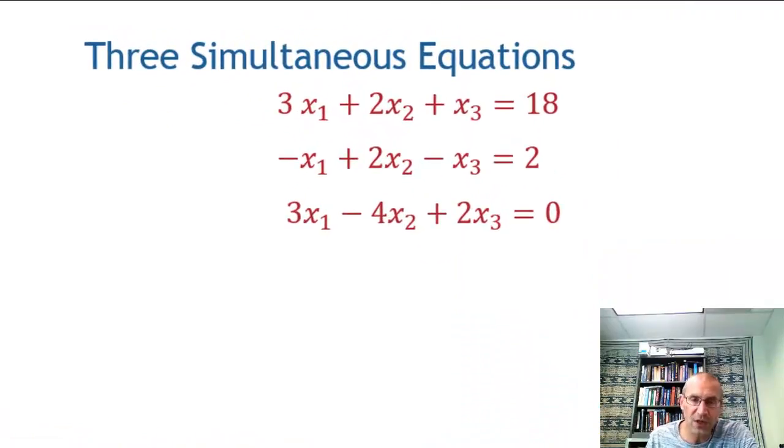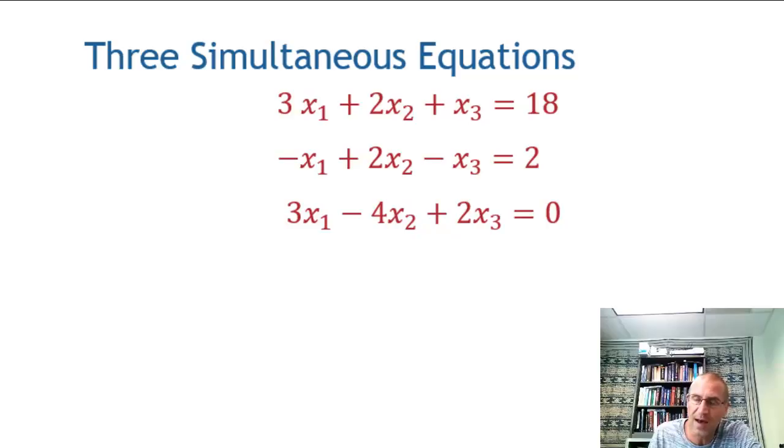Now if we increase the number of equations and unknowns, I have three simultaneous equations with x1, x2, and x3. Again, three equations and three unknowns. And as long as they're not parallel to each other or the same line, which none of these are, there's going to be a solution to it.